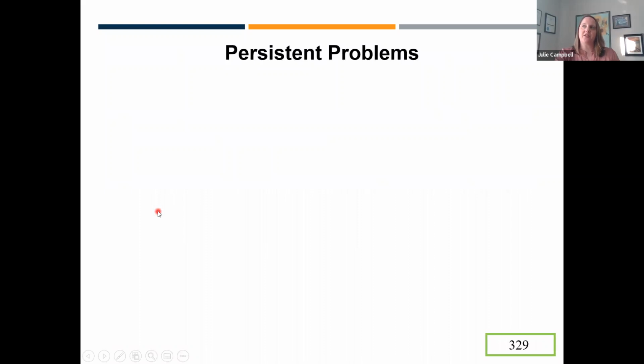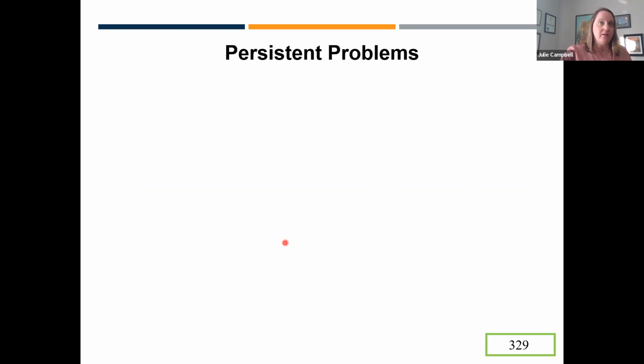The Real Estate Commission has identified some persistent problems with us completing the offer to purchase and contract. They've said, stop it right now. So they're trying to get to you guys before you start bad habits. So some persistent problems they see in the contract that they're tired of seeing.